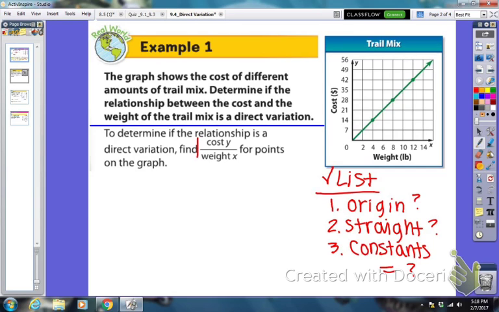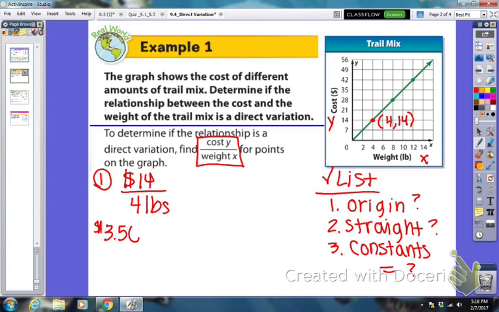So we already know it goes through the origin and it's straight. So the constant, we find the constant by taking the cost, or the y value, divided by the weight, or the x value, for each point on the graph. So this is our y, this is the x. So this first ordered pair here is located at 4 for the weight and 14 for the cost. So my first point, my cost was $14 divided by 4 pounds. And if I divide 14 by 4, I get 3.5. In money, that's $3.50 per pound. So that's the first point.